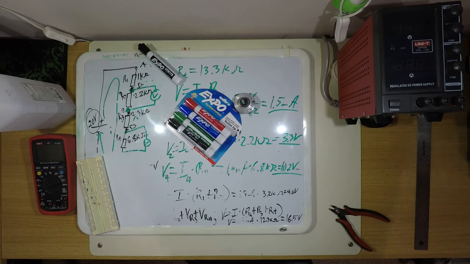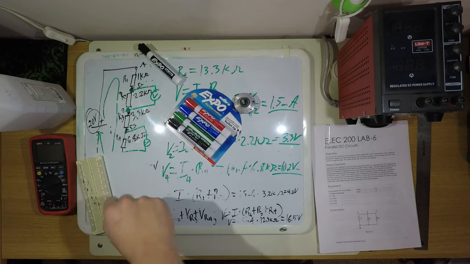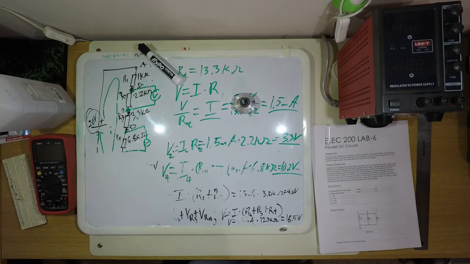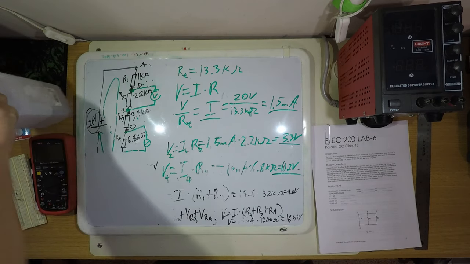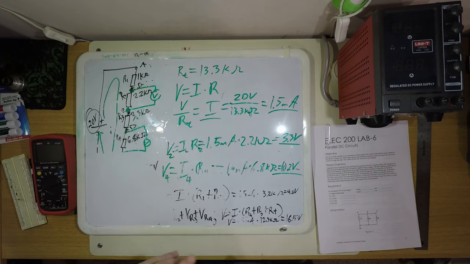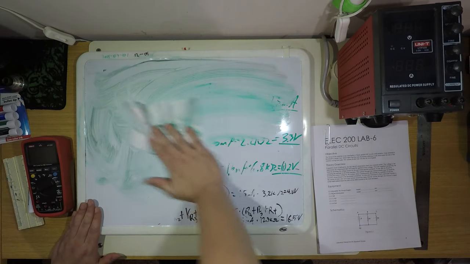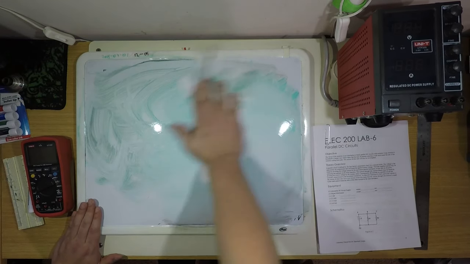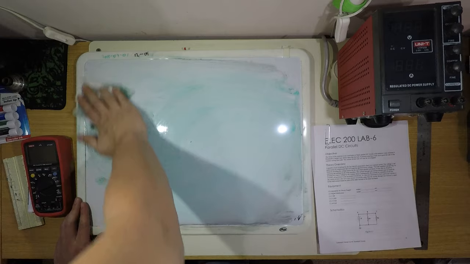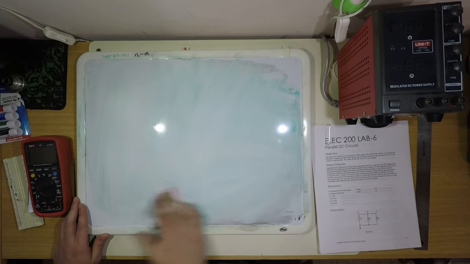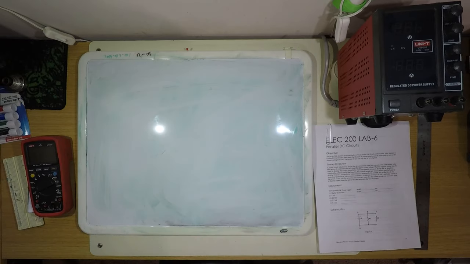With all that out of the way, let's get to it. Lab 6. Lab 6 is about differentiating between series and parallel type circuits, or, well, resistances in particular. When we talk about something being in series, it means that they have the same current going through them. When we talk about something being in parallel, it means that they have the same voltage across them. There is a big difference between these two.